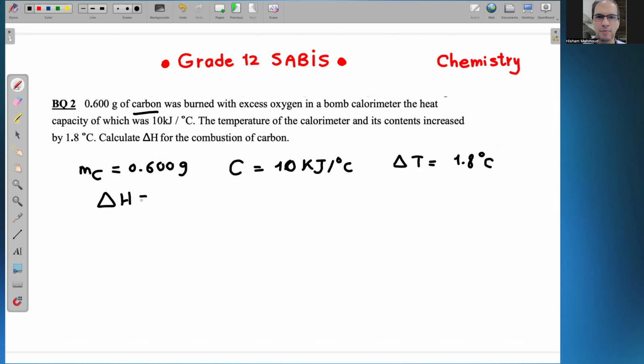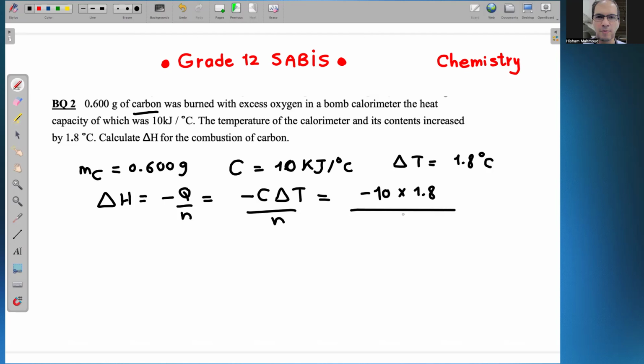So delta H again is equal to negative Q over n, and like the last time, this is equal to negative C delta T. This is a bomb calorimeter, with a fixed volume, so I don't use m c delta T, I just use C delta T. And then I divide this by the number of moles. The C is equal to minus 10, as we said in the given, and the temperature change is 1.8. The unit of the C is kilojoules per degree Celsius, and this is degrees Celsius.